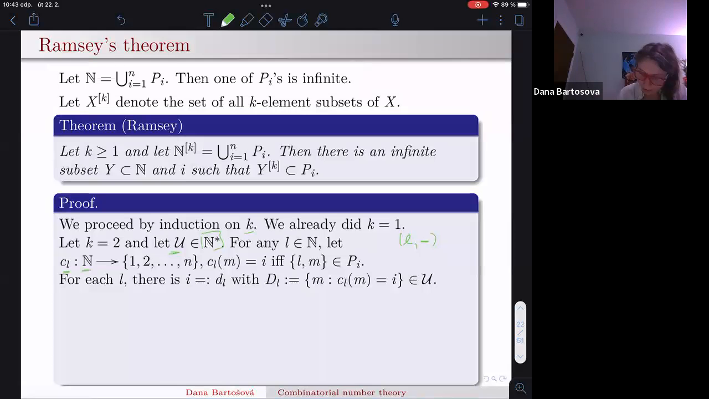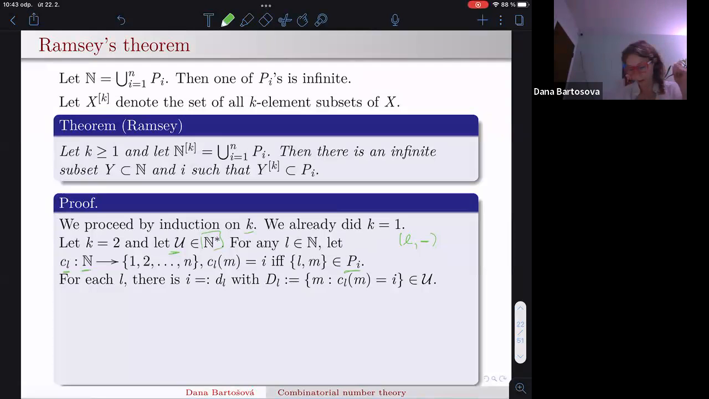This is going to give me a coloring on natural numbers. So I'm going to color by the same number as I have the pieces of partition, and I'm going to say that M has the color I if the pair LM is in the piece PI. So now I am in the first dimension, and therefore I know that one of the pre-images of the colors has to be infinite, right? This is something that I have from the first part.